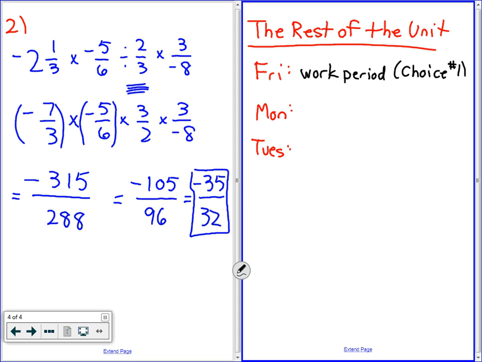On Monday will be review. What I will do is pick maybe 4 or 5 hard questions from my notes and go through them in class, and then you can study the rest of the period after that. Does that make sense? And then Tuesday will be your test number 1, and choice number 1 will be due.